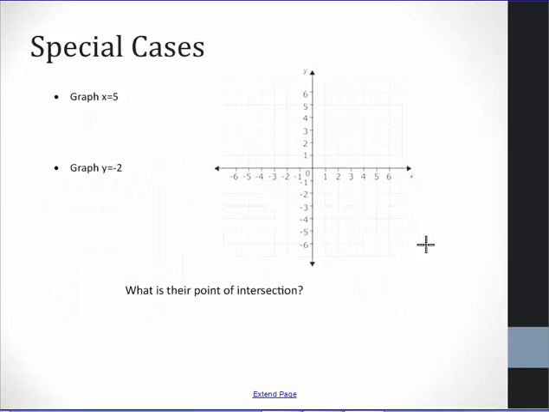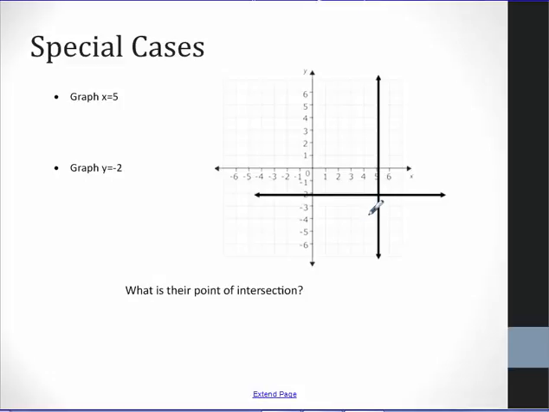Now let's graph our special cases. X equals 5 means I want to graph everywhere where x is 5. Right here x is 5, right here x is 5, right here x is 5, and so on. X equals a number is a vertical line crossing through 5. And y equals negative 2 is a horizontal line crossing through negative 2.